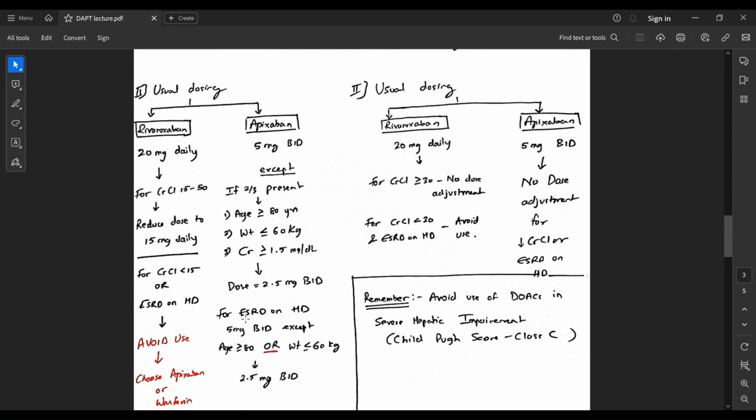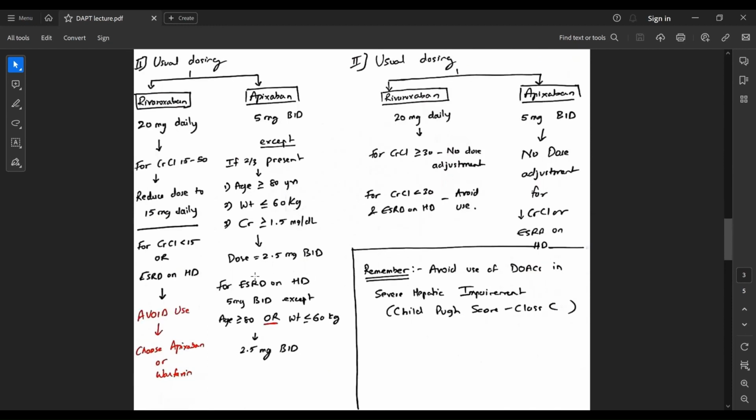In these cases, you have to lower the dose of apixaban to 2.5 milligram BID. For ESRD patients on hemodialysis, 5 milligram BID dose of apixaban can be used, except if the patient is either more than or equal to 80 years of age or their weight is less than or equal to 60 kilograms. Then you will be lowering the dose to 2.5 milligram BID.